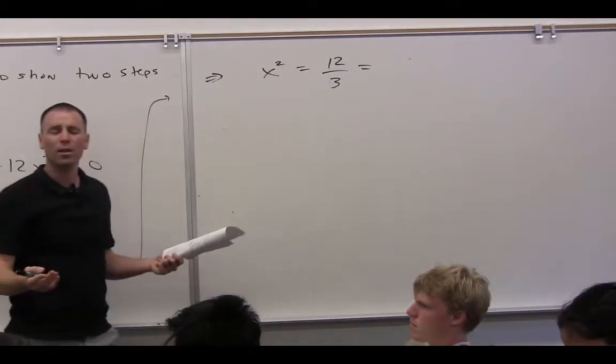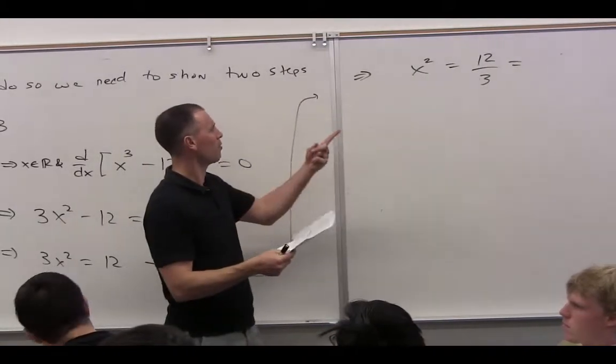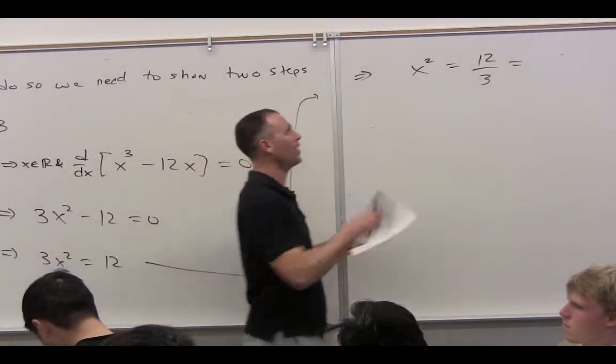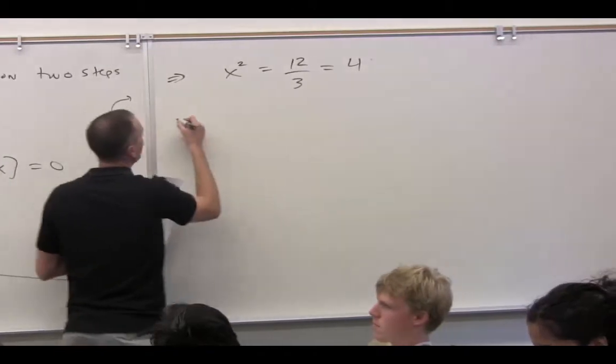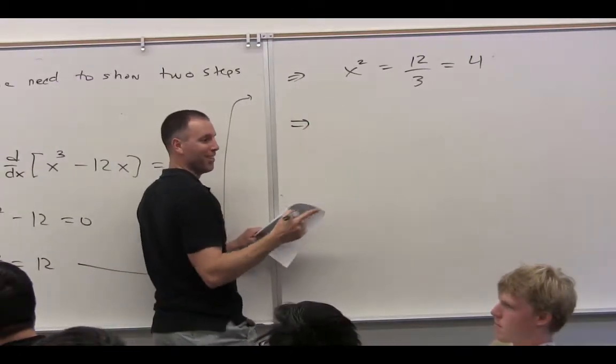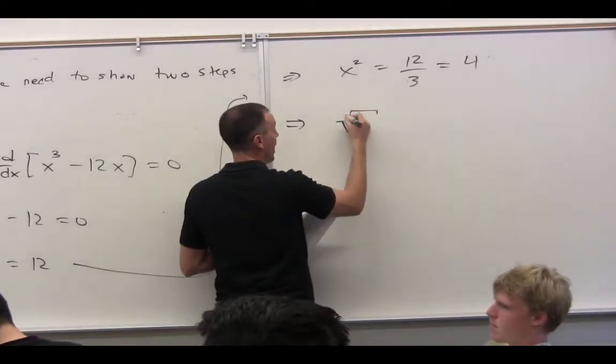What day is it today? It's Wednesday, so 12 divided by 3 must be 4. Yeah, Wednesday's 12 divided by 3 is 4. That's true. Okay, now what? Thank you.